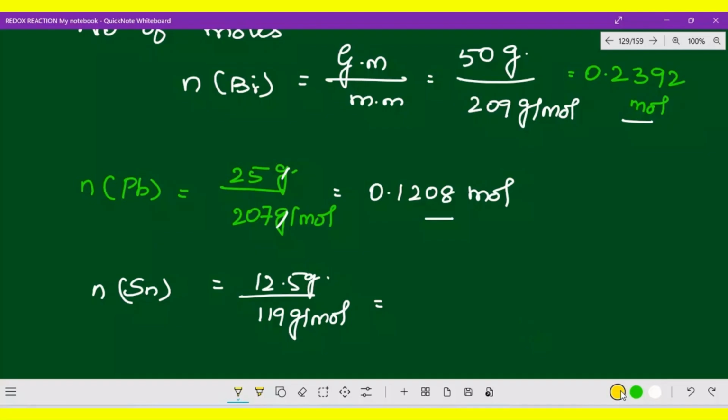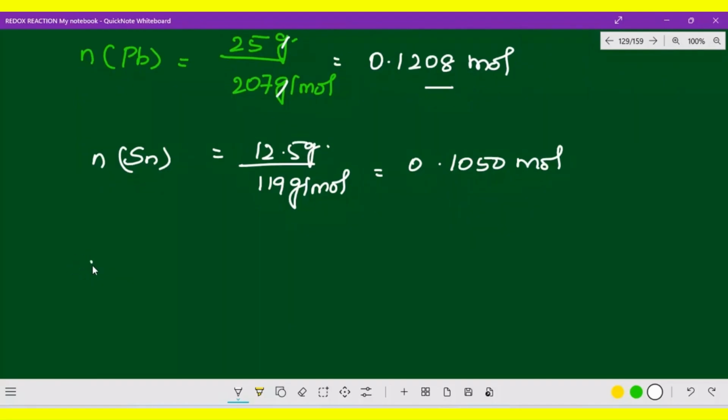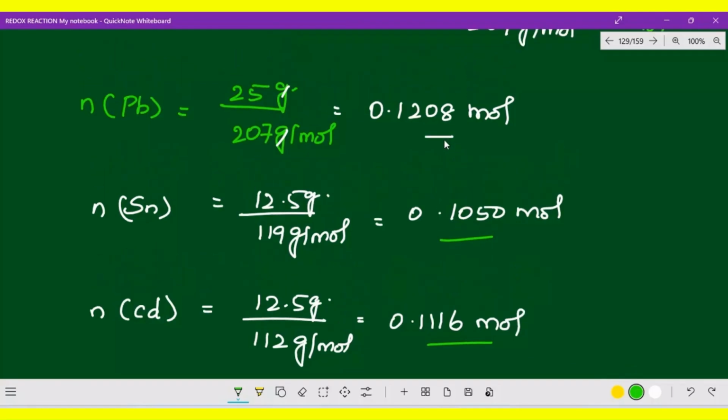Right, now here, what is the answer you will be getting? You will be getting around 0.1050, right? That is mole for tin. And the next one, what is it? Cadmium, n of Cd. This is actually the same, 12.5 divided by 112 gram per mole. So this is also gram. So you will be getting around 0.1116 mole. So this is cadmium, and this is stannous, that is tin, and this is plumbum, and this is bismuth.